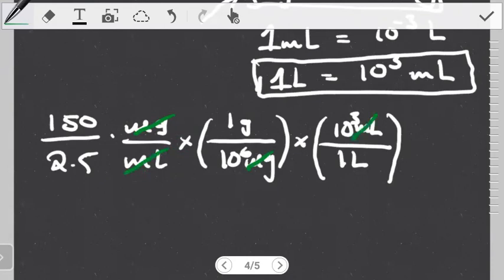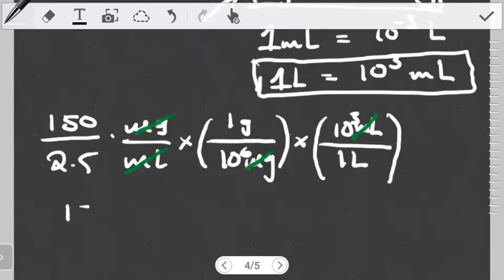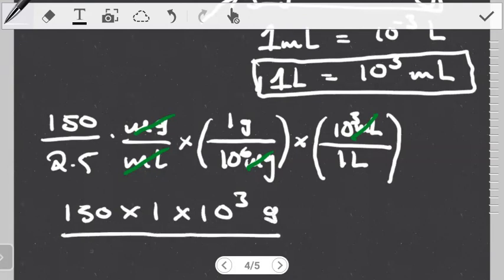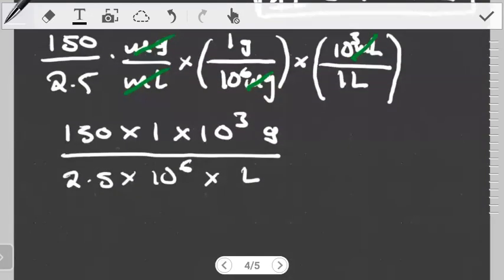So what remains, if we simplify this now, notice that it's 150 multiplying 1, multiplying 10 to the power 3, and then the only unit remaining on top is the gram. Down here, what we have is 2.5, multiplying 10 to the power 6, multiplying, that's just the liter. So now the next part is just simplifying this.